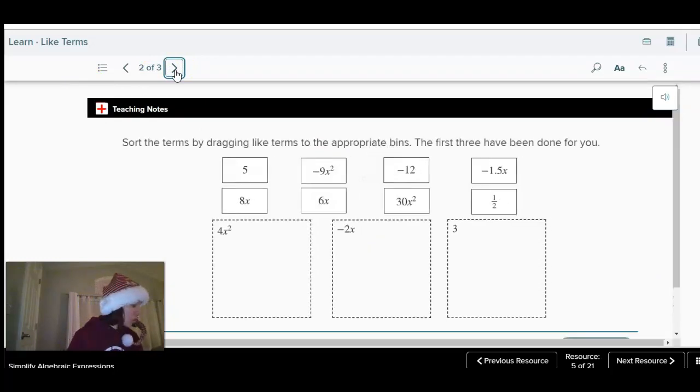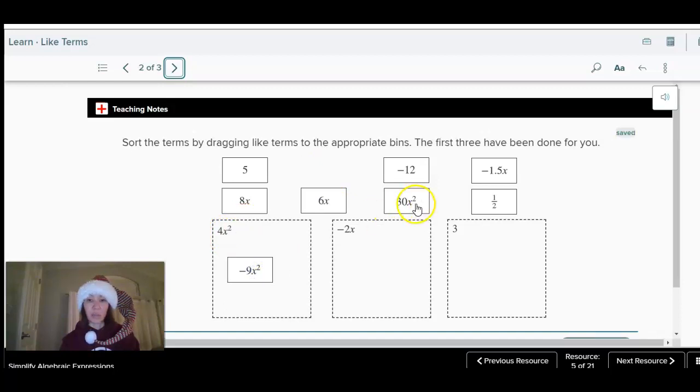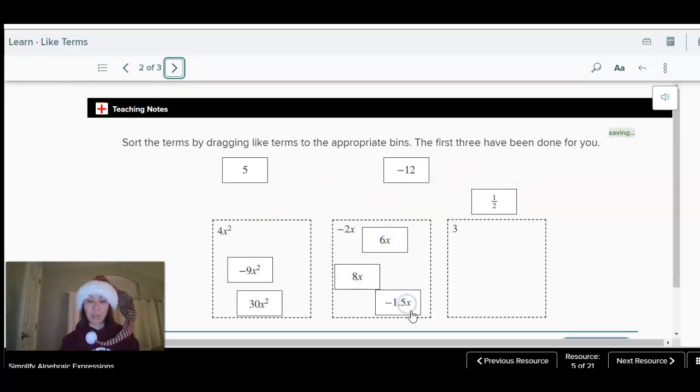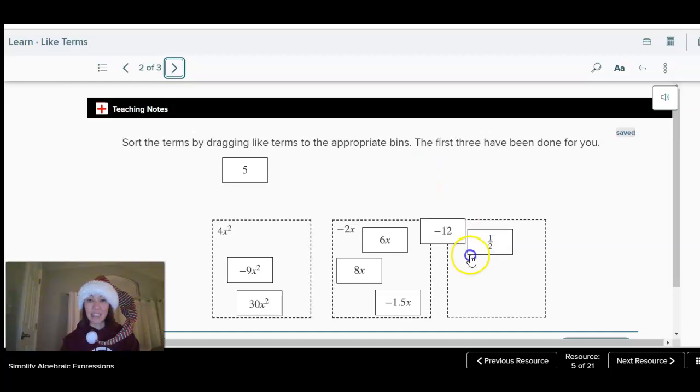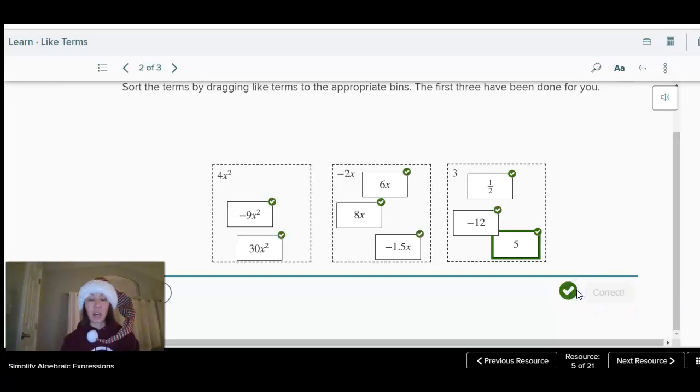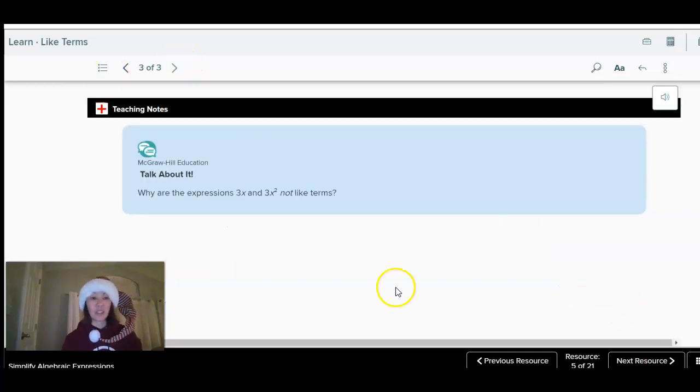And you guys can go to page 234 and fill in the boxes here. So we're going to drag like terms. So this is a 4x squared. So what else is a like term to this? Well, here's a negative 9x squared and a 30x squared. This one is a negative 2x. So 6x, 8x, and negative 1.5x because they have x to the first power. And then these are all constants, so these are also like terms. So knowing what are like terms is the first part of this section. You need to know what like terms are because the next thing that we are going to do is combine like terms.